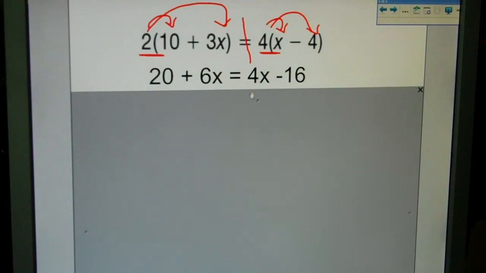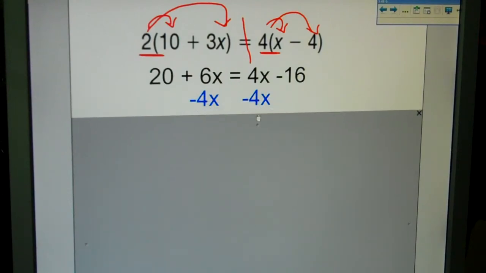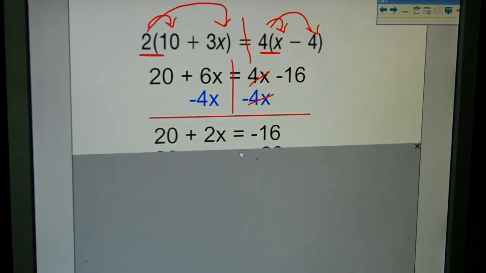But if we do that, what's 4 minus 6? That's negative 2. I don't like negatives. So let's do minus 4x. What happens to these two? They cancel. Here, I'm still left with 2x. That's okay. These things don't change. So I got to bring those down. Okay, here's my new equation. New one. I got rid of the 4x.